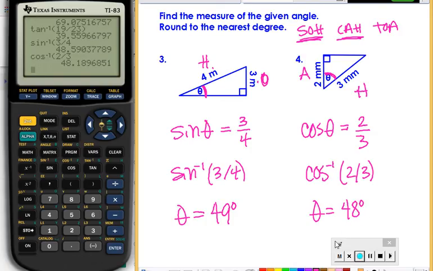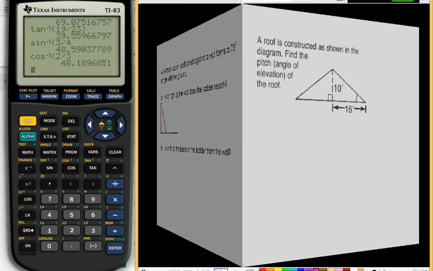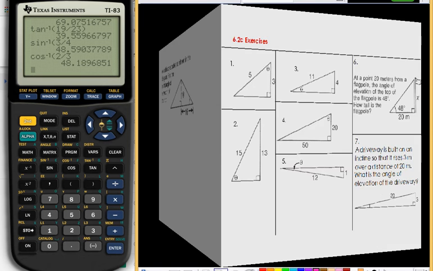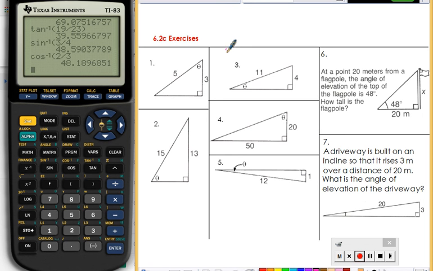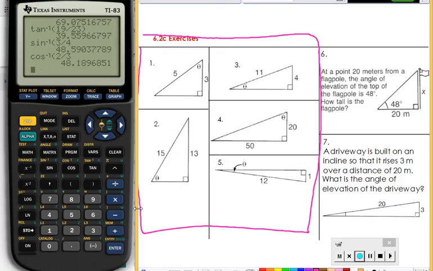You have more problems to do on the Google form. We are going to skip over the word problems. We will do those in class on Friday. So you finish the Google form, and after you finish the Google form, you need to do the first 5 problems from the worksheet.